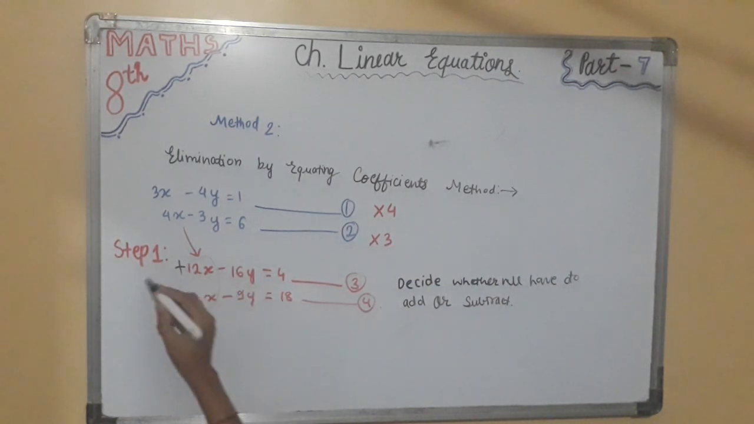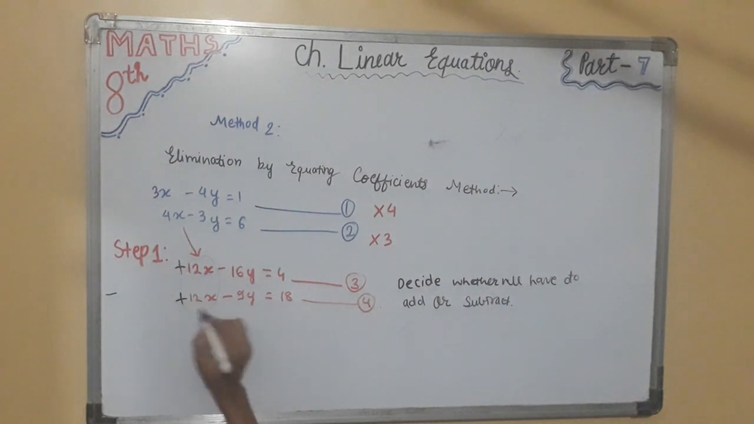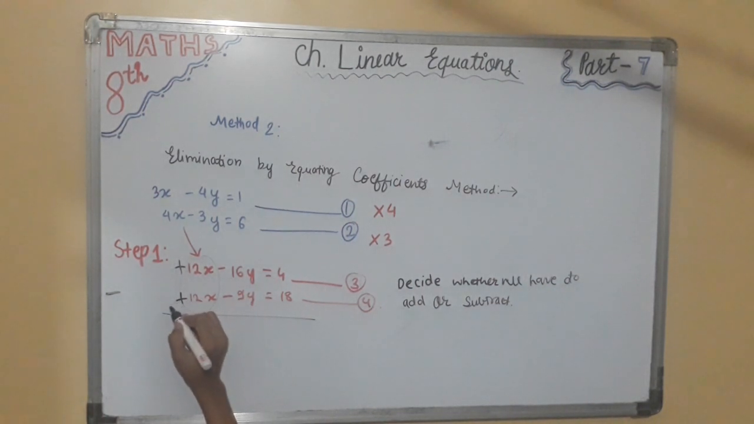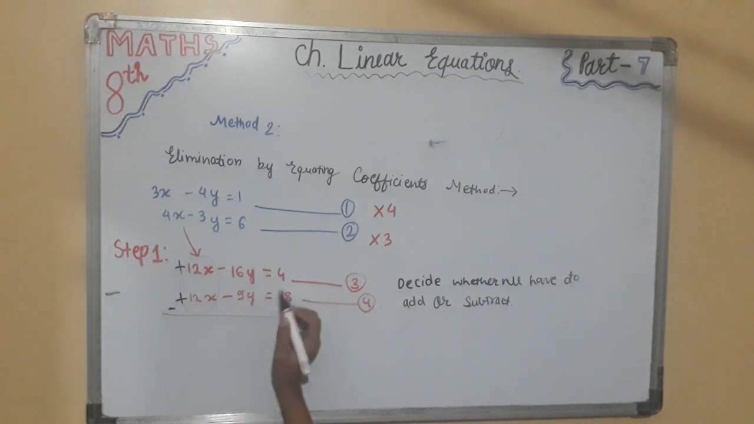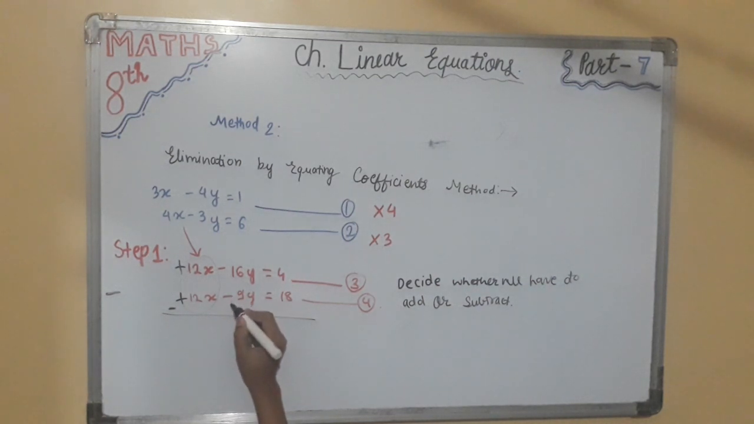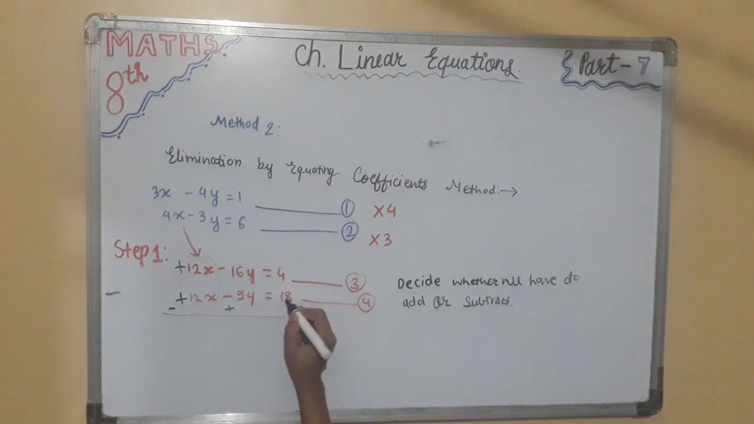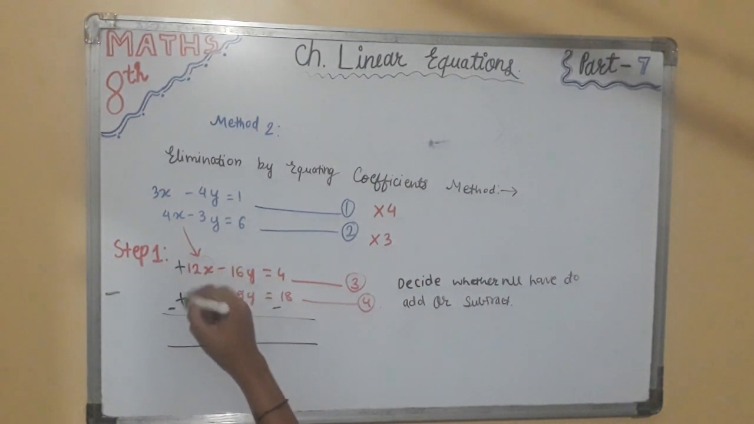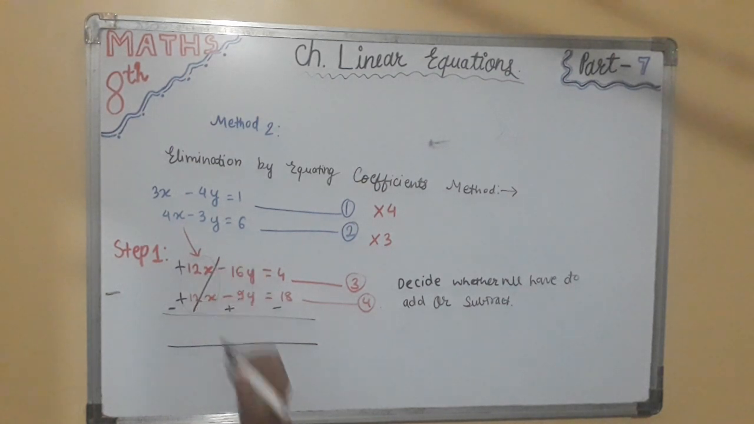So for removing x we will do subtraction, and we know in subtraction the signs of the lower terms will get changed. This was plus, it will get minus. This was minus, it will get plus. This was 18, the sign of plus, it will get minus. As the coefficient and variable are the same, the 12x terms will get cancelled. Remaining is minus 16y plus 9y.